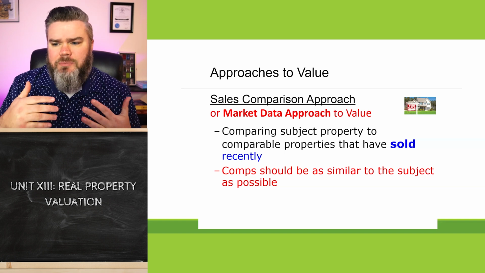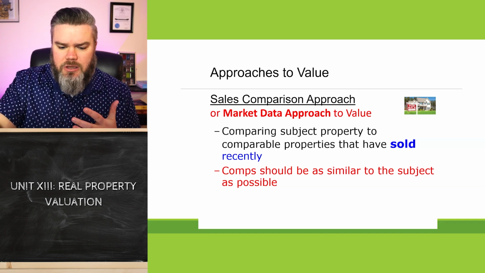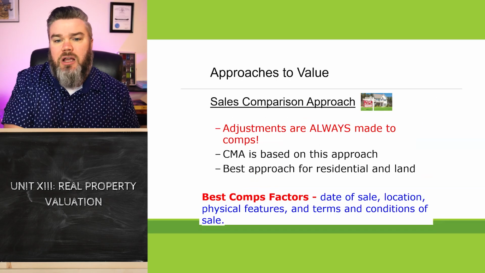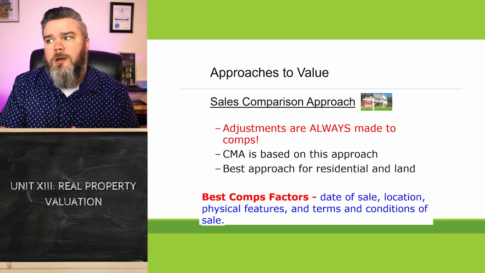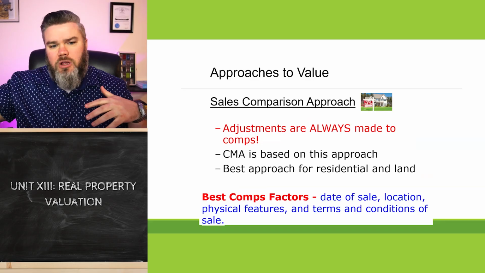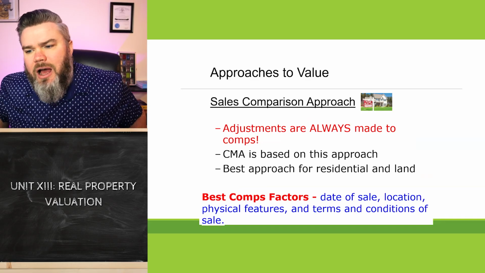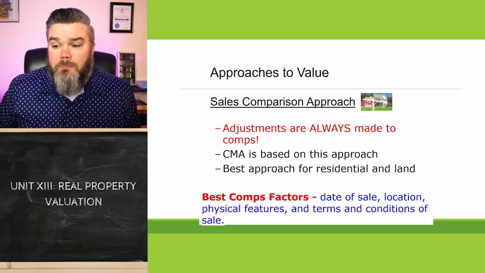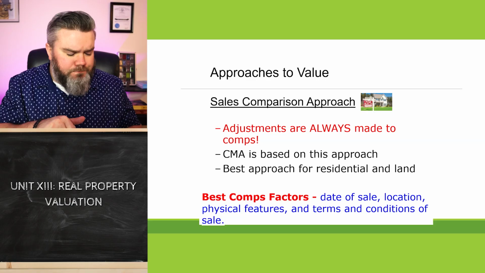Now, I keep saying adjustments. And so this kind of goes back to some of those principles we discussed, like contribution and substitution. What we're really looking at is, well, what does this feature add to it and or take away by having or not having this feature? And we only ever make adjustments to the comparables. We never make adjustments to the subject property.